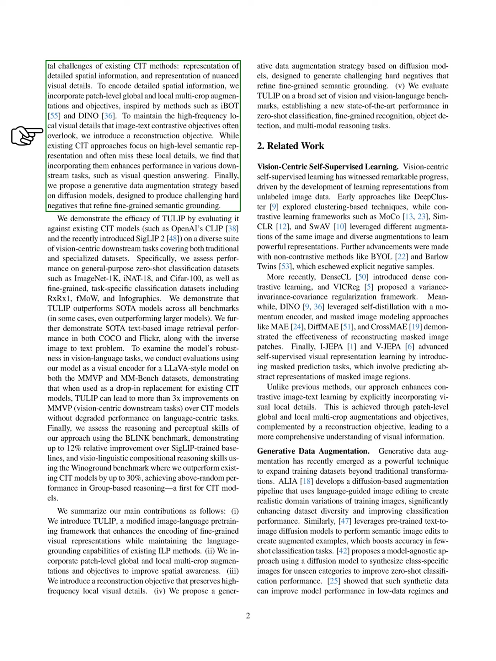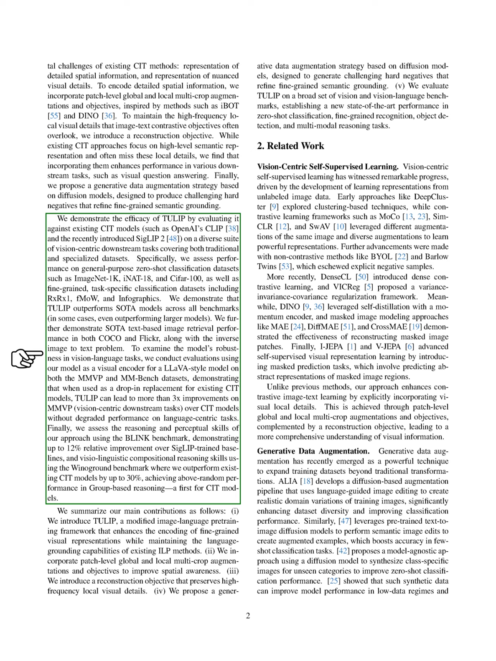We evaluate TULIP against existing CIT models, such as OpenAI's CLIP and SigLIP 2, across a variety of vision-centric tasks. Our results show that TULIP outperforms state-of-the-art models in all benchmarks, including zero-shot classification and text-based image retrieval. Furthermore, we assess TULIP's robustness in vision language tasks by using it as a visual encoder in a LLaVA-style model, achieving significant improvements in vision-centric tasks without compromising performance on language tasks.